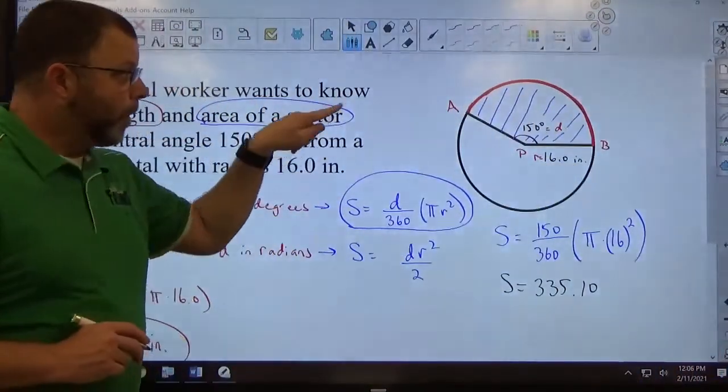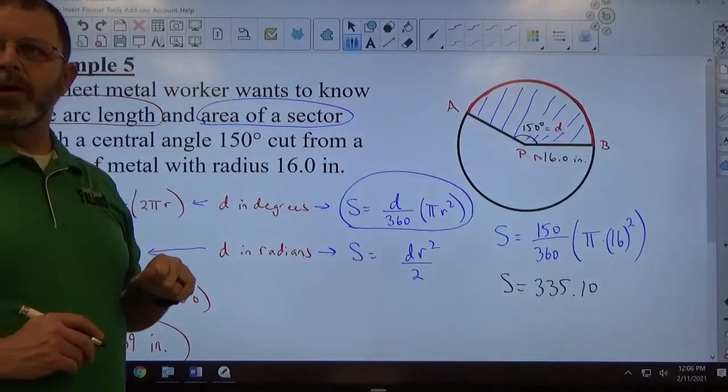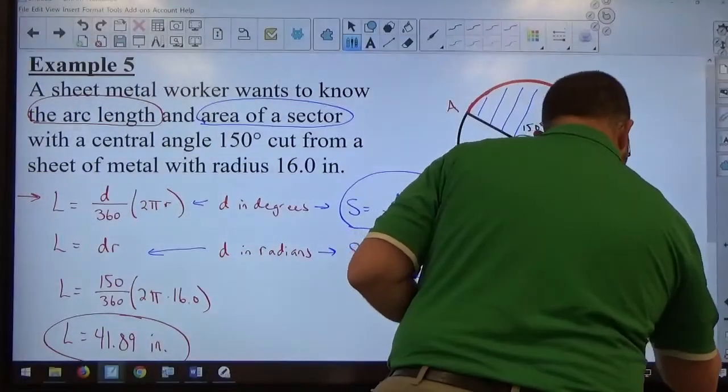The unit of length on the radius is inches. Area is always in square units, so this is going to be 335.10 inches squared.